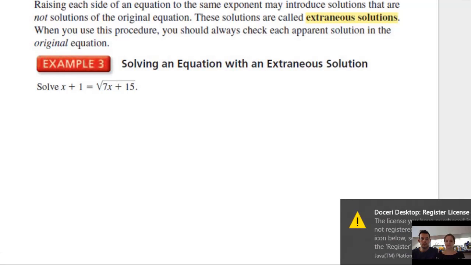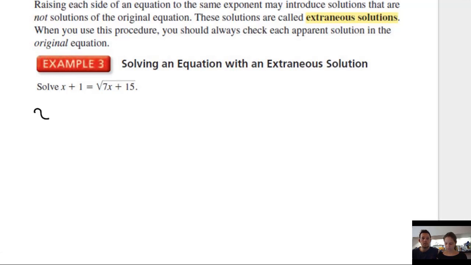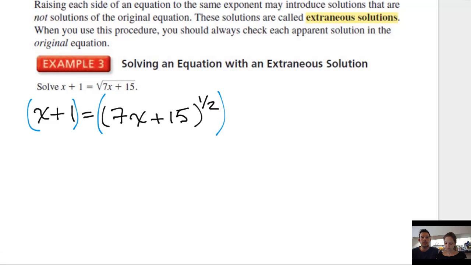All right, so in example 3, we have a radical on one side of the equation. And we're going to show you just a different method for dealing with this in case it's not apparent. So we're going to rewrite that radical to the 1/2 power, right? The square root is the same as raising something to the 1/2 power. So we have that all grouped. And this is the reason why to undo a square root, we raise something to the second power. We're going to raise both sides to the second power.